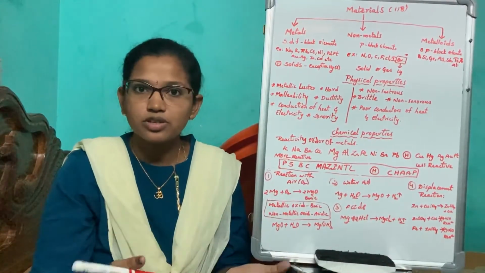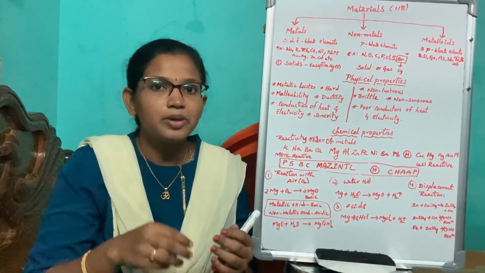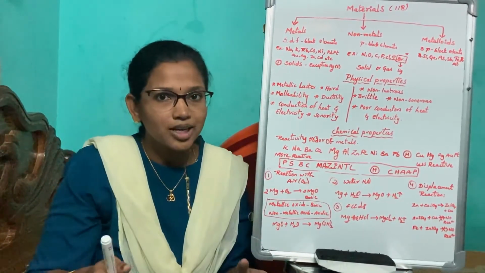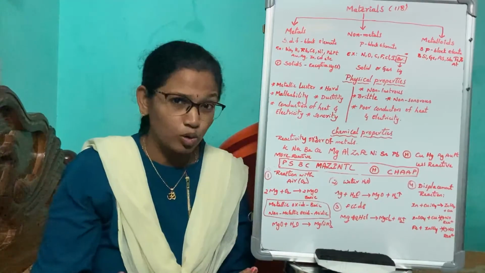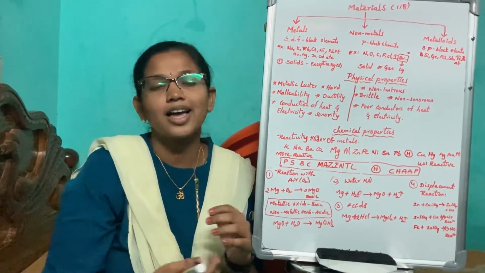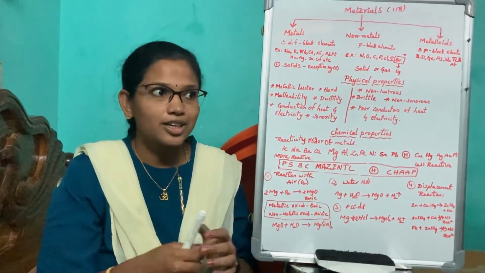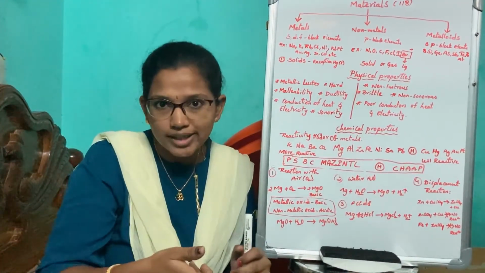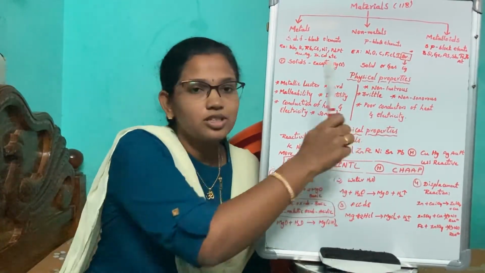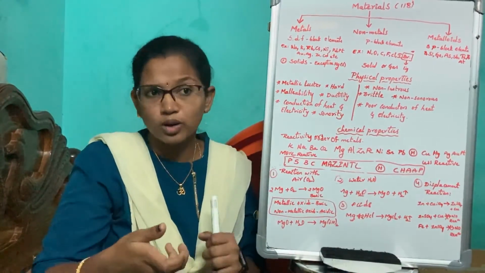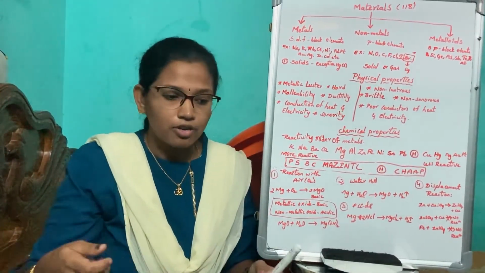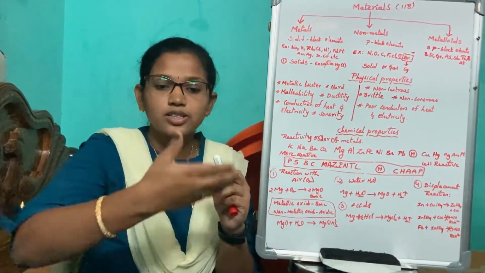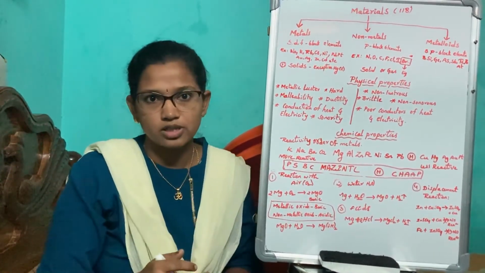Non-metals are non-lustrous, they do not produce any sound, and they become powdery on hitting with something. At the same time, they are non-malleable, non-ductile, and poor conductors of heat as well as electricity. So we can use non-metals as insulator substances, for example cooker handles for holding something, and the outer covering of electrical wires.